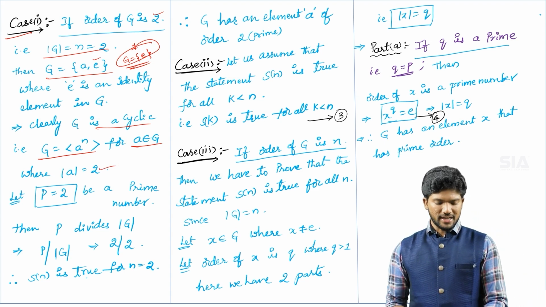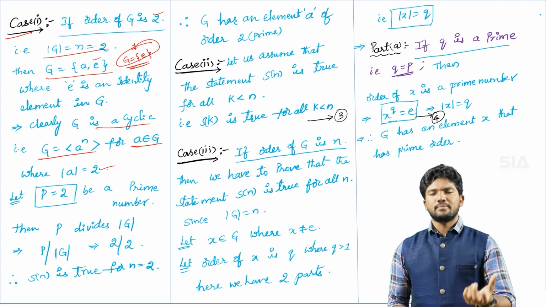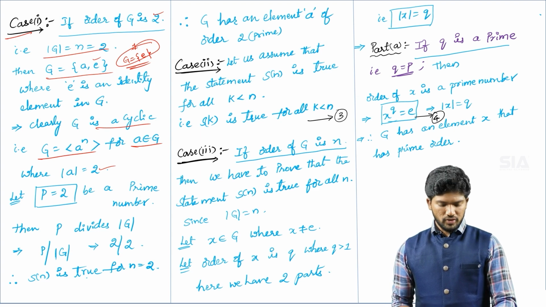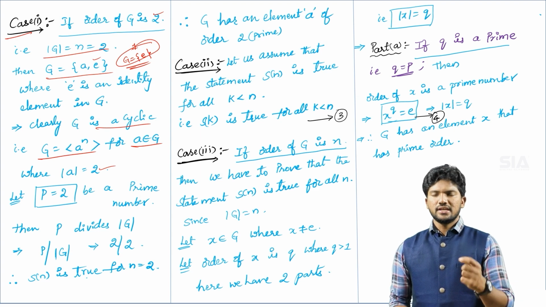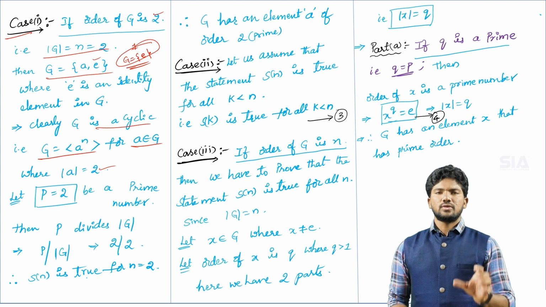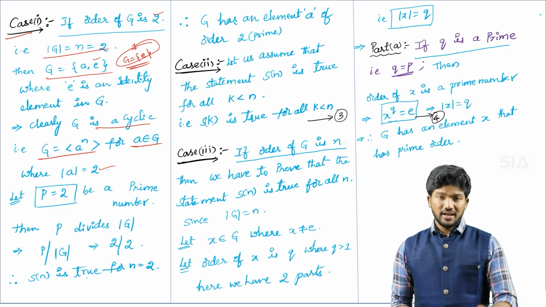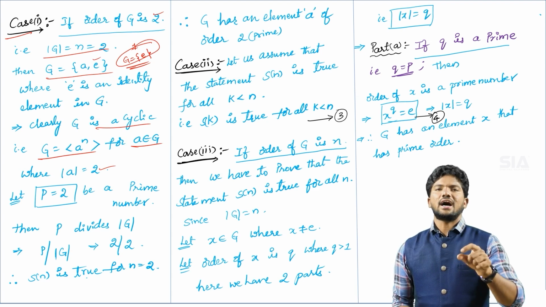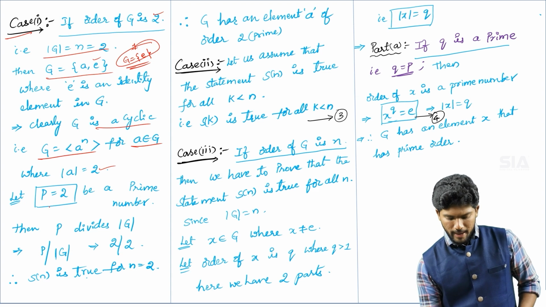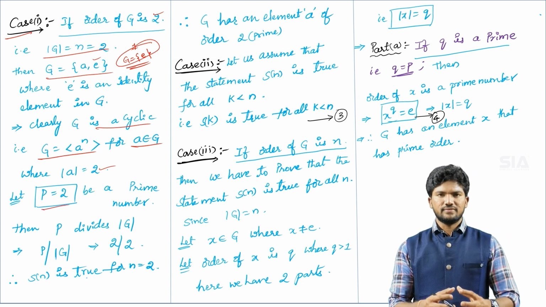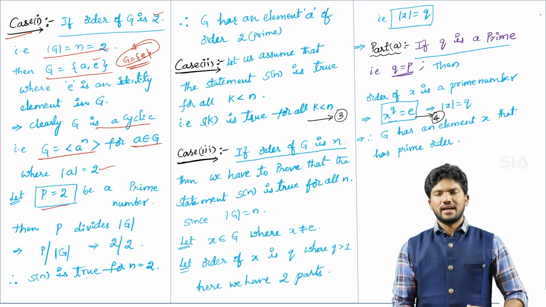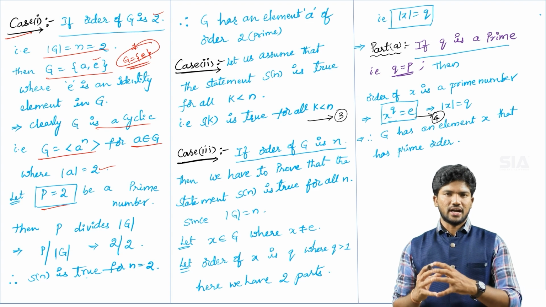Why? Because the total group is generated by a only. If you take n equal to 2, then the order of the element is equal to 2 only. So there exists one element of order 2. We have the order of the group as 2, and the order of the element also as 2.